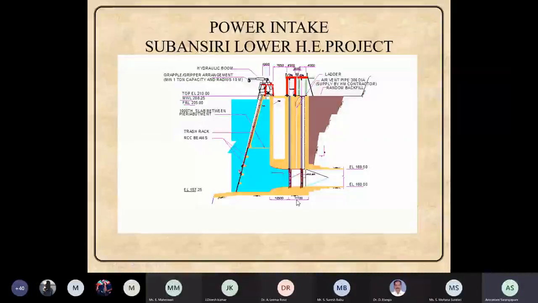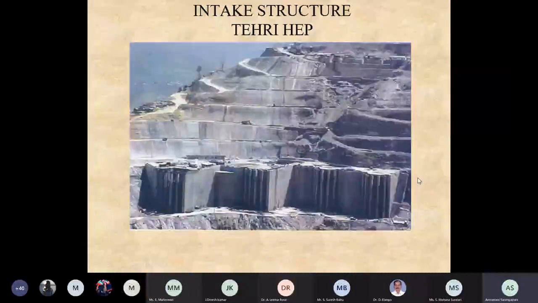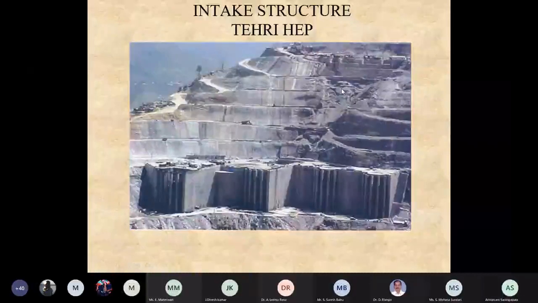This is a picture of the Tehri intake. You can see this is the Tehri intake. This portion, the vertical portion which you are seeing, is the trash rack. After that, the concrete structure starts. These are all the intake. After that, it was a tunnel. It was going inside the hill, and the whole power house is inside the hill.